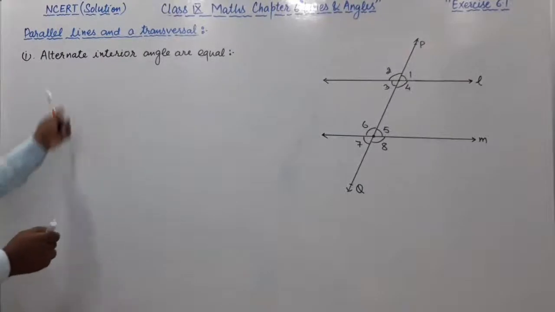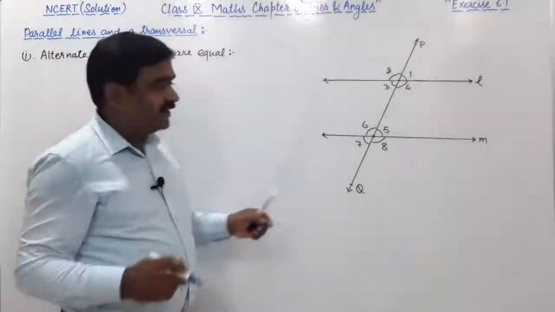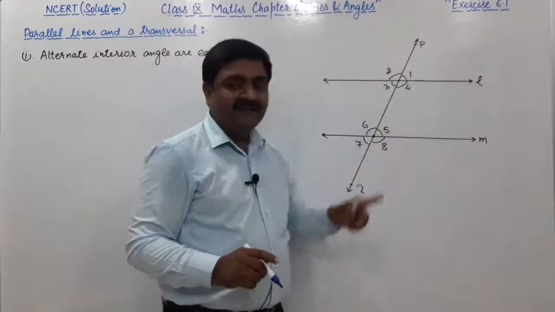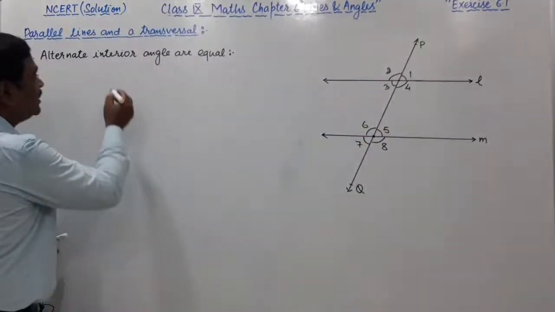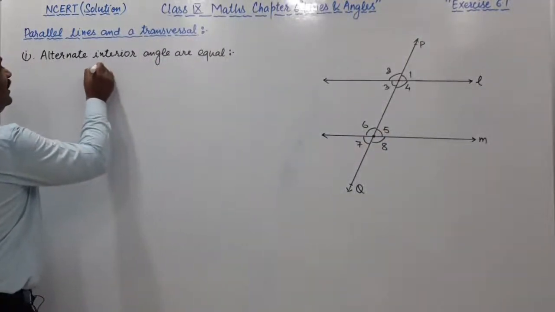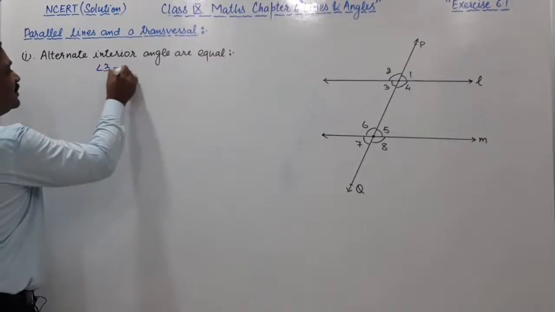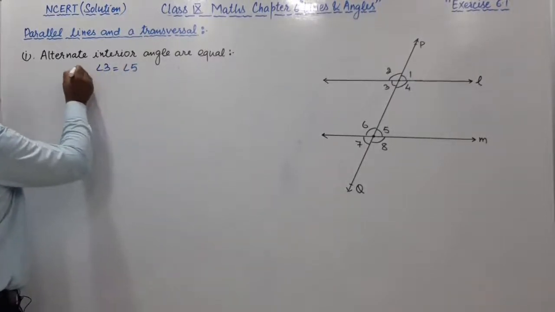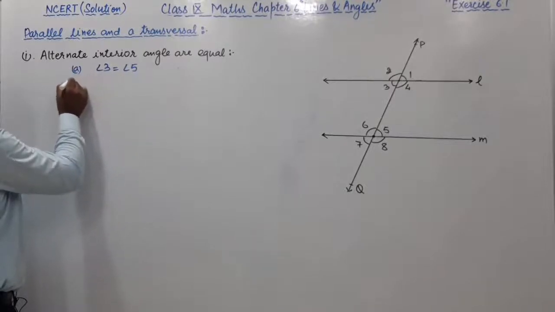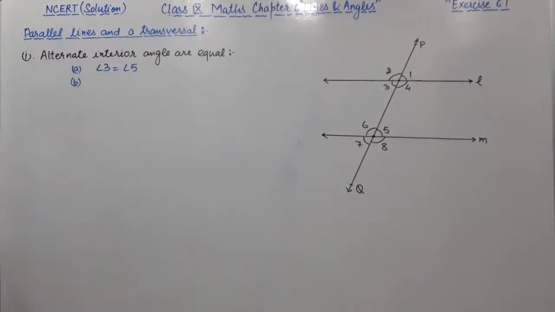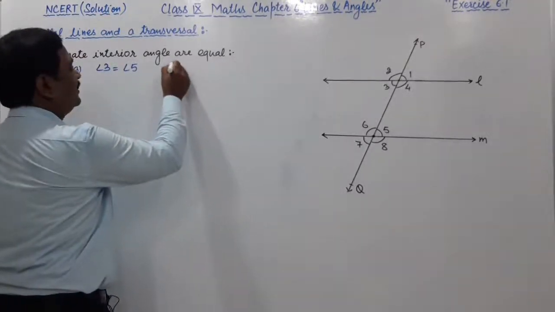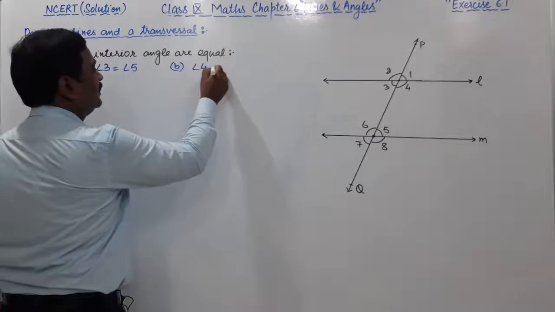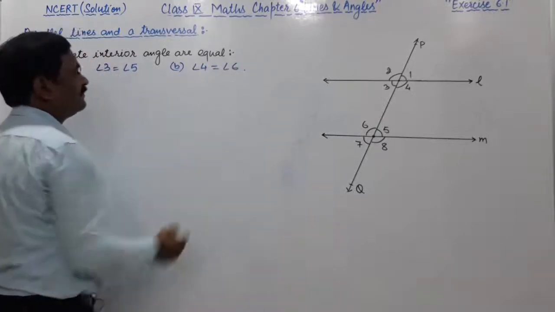It means alternate interior angles, how many pairs have you read? 2 pairs. Angle 3 and 5. So they are equal in measure. Means angle 3 is equal to angle 5, first pair. Second pair is angle, which one? Angle 4 and angle 6. Second pair. Angle 4 is equal to angle 6.